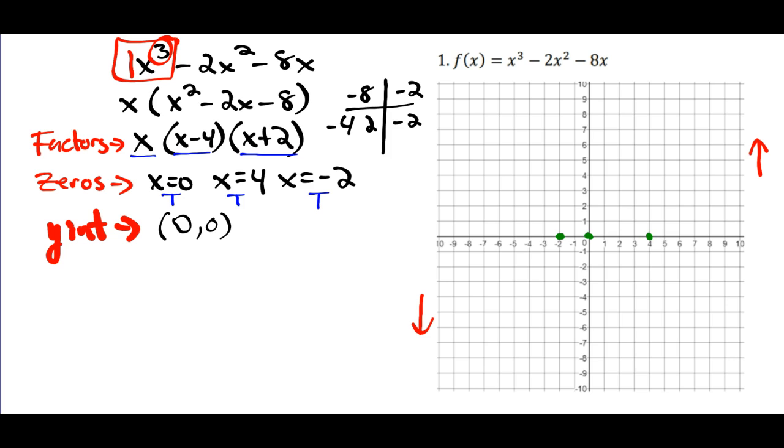And so now I'm going to sketch this thing. I know it comes from down here. It's going to go through the negative 2. It's going to come back down and go through the 0. And then it's going to go back up and go through the 4.